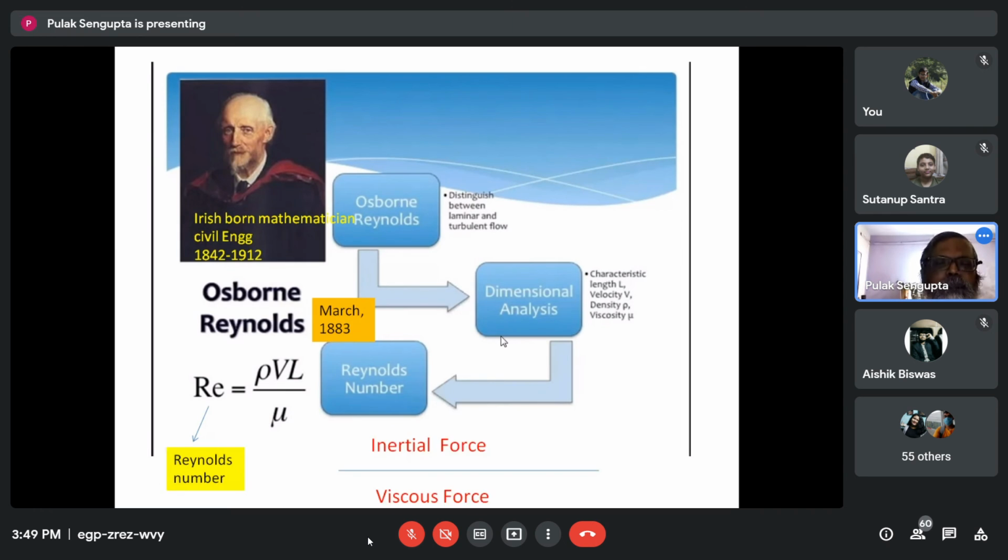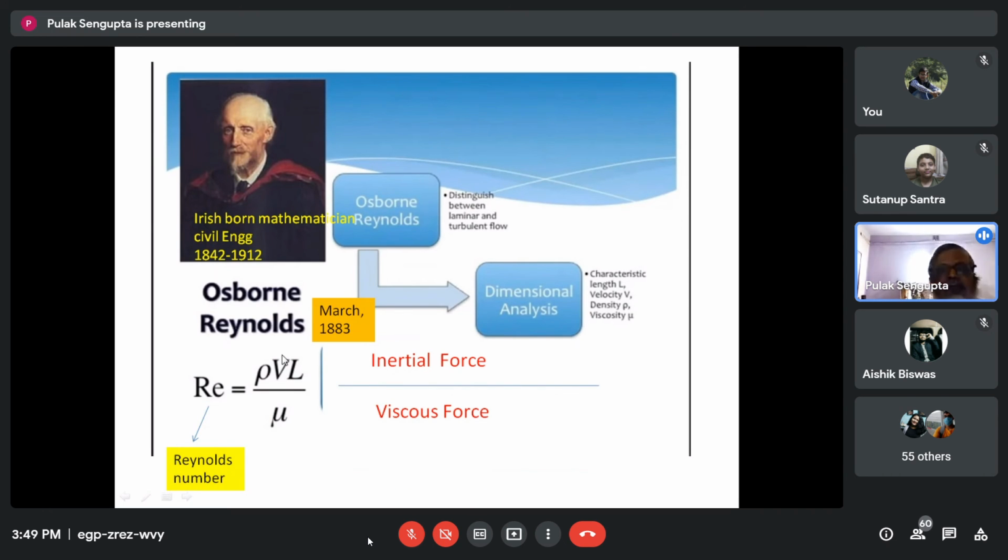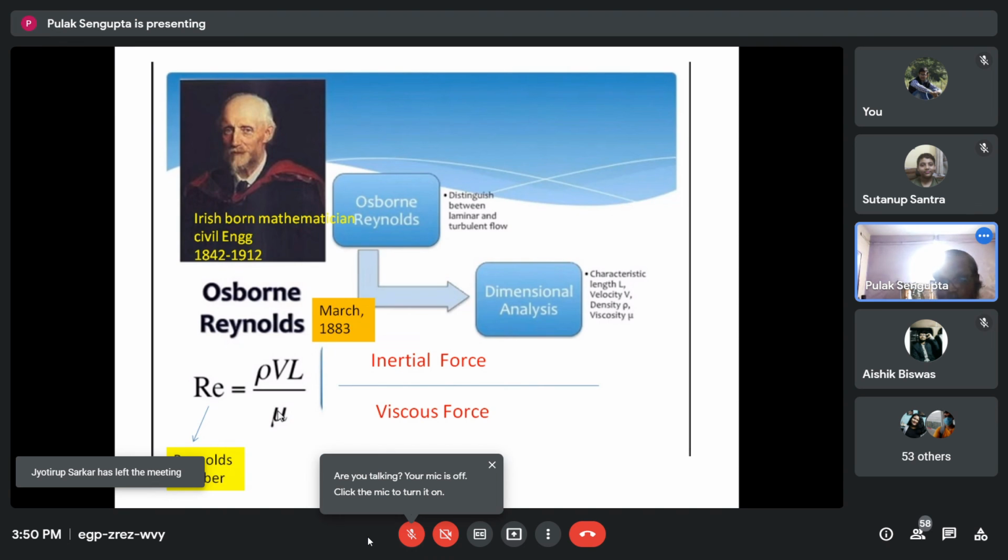Fine. Now, if I want to understand it properly, this part is inertial force. Inertia is a property by virtue of which the matter wants to retain its state, whether it is static or in a moving state. Viscous force, that I have just discussed. Now, if we look at these things, you have rho, whose dimensional formula is mass per unit volume; velocity, length per time; characteristic length, unit of length; and viscosity, that is pressure into time.